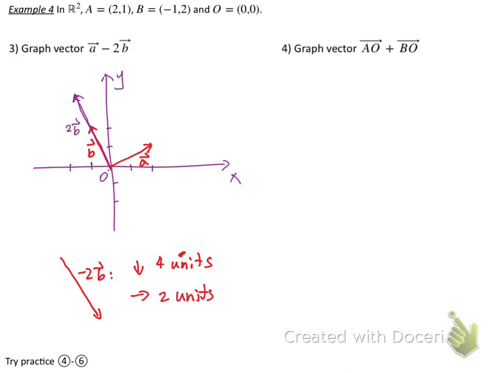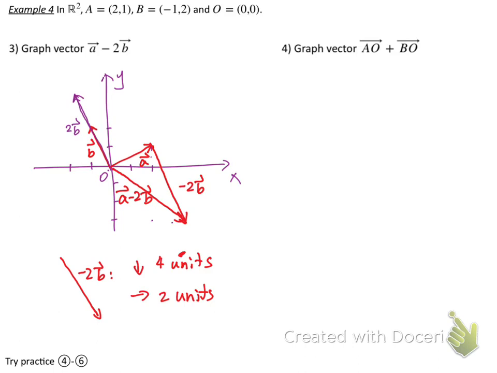So A then negative 2B, you will go downward 4 units. You go from 1 to negative 3, and meanwhile you go to the right 2 more. So that's your negative 2B. And then you connect the A and then the negative 2B. The initial point of A is the origin, and the terminal point of the negative 2B. And put them together, that's your, do I do purple? I'll do red. So here, this is my A minus 2B vector.